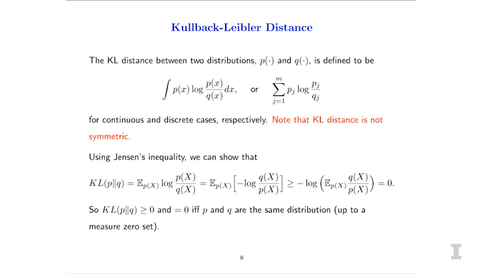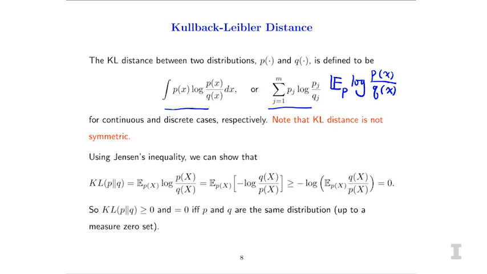What this is doing is that, to measure the distance between P and Q, we look at the log likelihood on the data, p(x) over q(x). And then we look at the averaged log likelihood. So we take expectation. Now, when we take expectation, we have to decide which distribution we're going to use over x. And so for KL divergence, this expectation is actually taken with respect to P.